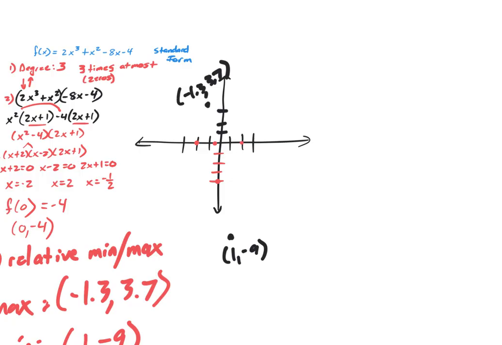So as we put this together, we're starting down here. This is where we're going to turn. We're coming back down through the x-axis. We've got to go through the y-axis at -4. We're going to come down to this minimum. We're going to turn again and then come back up through that x-intercept. Okay. So we're just tying all that information together to get a better idea of where the graph would be.